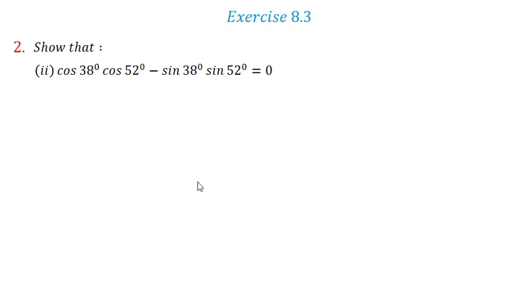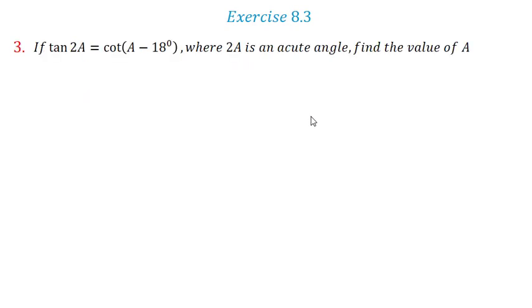When you convert, you will find that this sin 38 is cos 90 minus 38. 90 minus 38 gives me 52. So this is cos 52 and this is cos 38. So cos 52 cos 38, and here also it is cos 38 cos 52. Same things, so they will cancel and I will get the answer as 0.